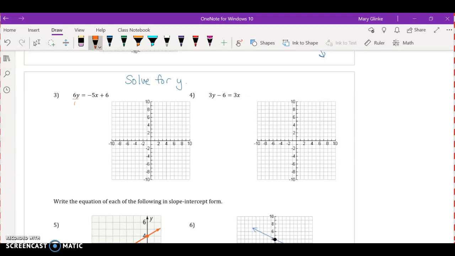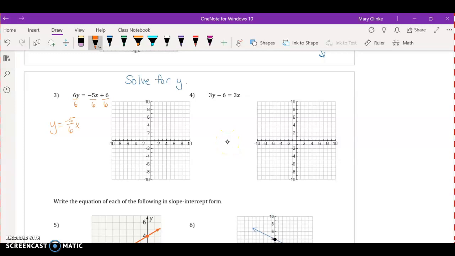So for example 3, we're going to divide by 6. So I'm going to divide everything by 6 and get negative 5 over 6x plus 1, which means my y-intercept is 0, comma 1, and I can go down 5 and right 6 from there. I also can go up 5 and left 6 from there and graph this line that has a negative slope.